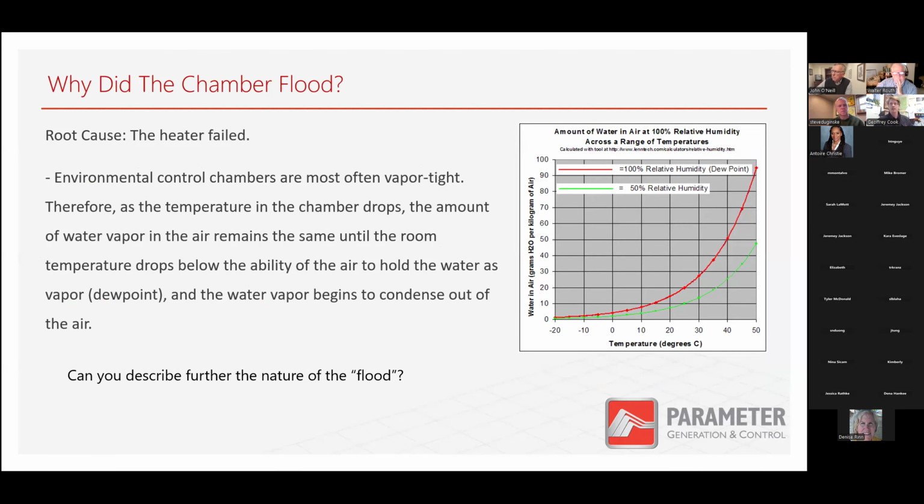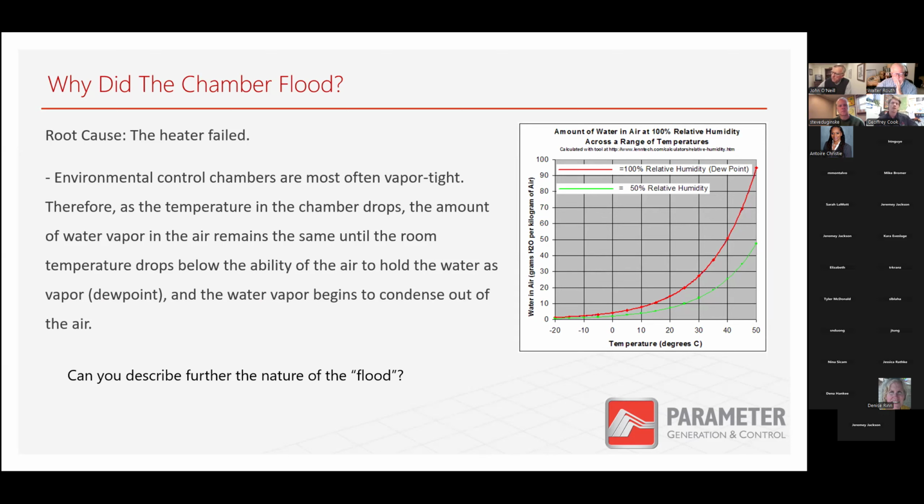So going back to the original problem, why did the chamber flood? If you guys will recall from the article, the stability chamber was running a very hot and humid condition. We sometimes call it a rainforest condition. It's pretty extreme. It is 40 degrees Celsius at 75% humidity. That is a very common regulatory compliance condition for environmental control units to test product to.